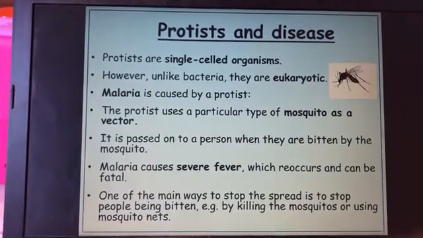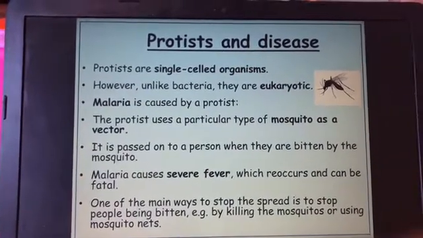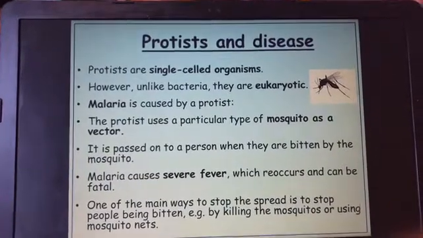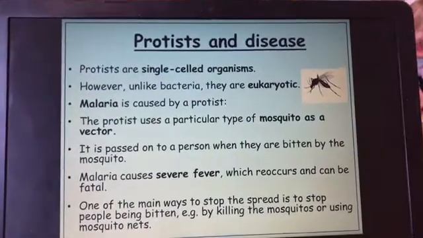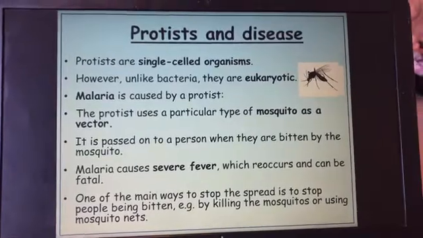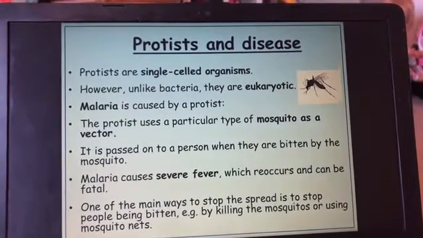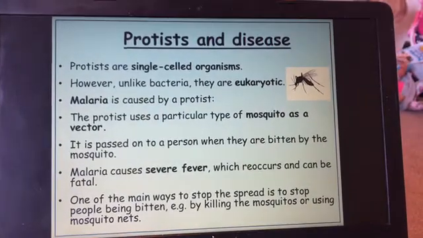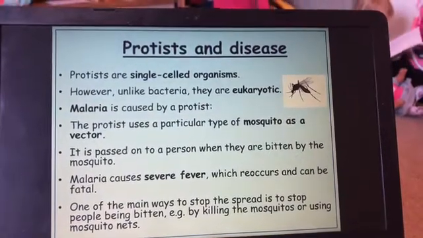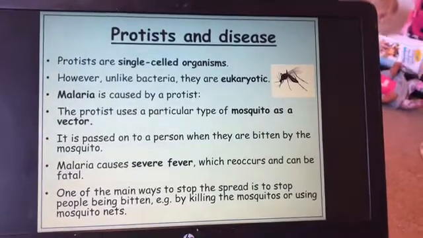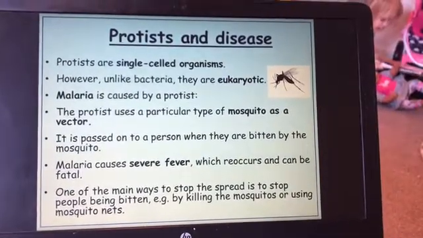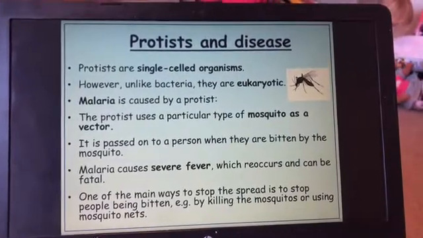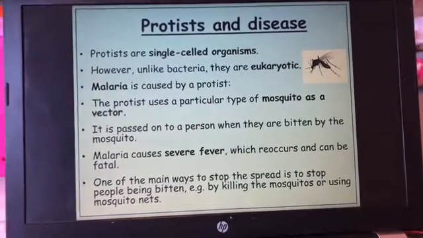Then you've got protists. The main example you need to know about protists is malaria, which is caused by a protist, and the vector of malaria, the thing that passes it on from individual to individual, is mosquitoes. So mosquitoes are the vector. A person would be bitten by the mosquito, and then it's put straight into the bloodstream. Malaria can cause severe fever, and if this reoccurs, it can be fatal.